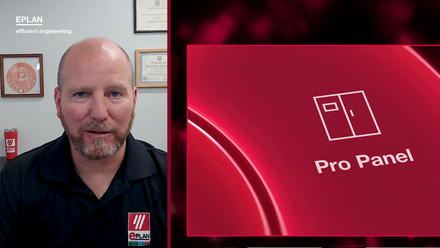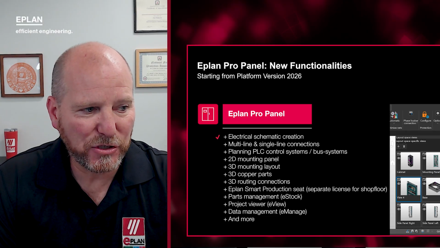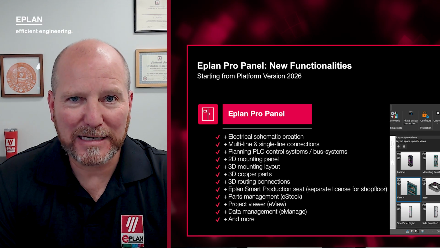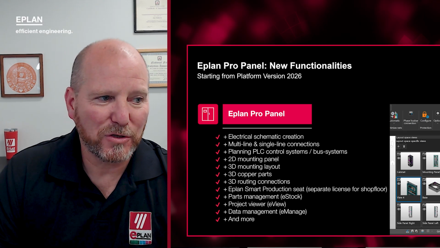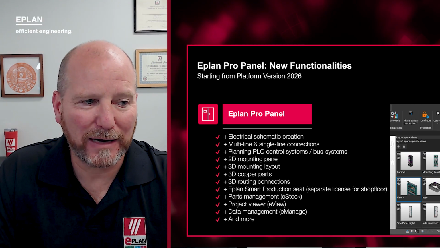Let's take a look at Pro Panel. Eplan Pro Panel now has, of course, electric schematic creation, multi-line and single-line connections, PLC control system planning, 2D as well as 3D mounting layout, 3D copper layouts, 3D routing connections, exported interfaces to smart production, parts management in the cloud such as eStock, project view in the cloud such as eView, and data management such as eManage. All of this is included inside of Eplan Pro Panel. So really cool amount of functionality now available for the users of Eplan Pro Panel.